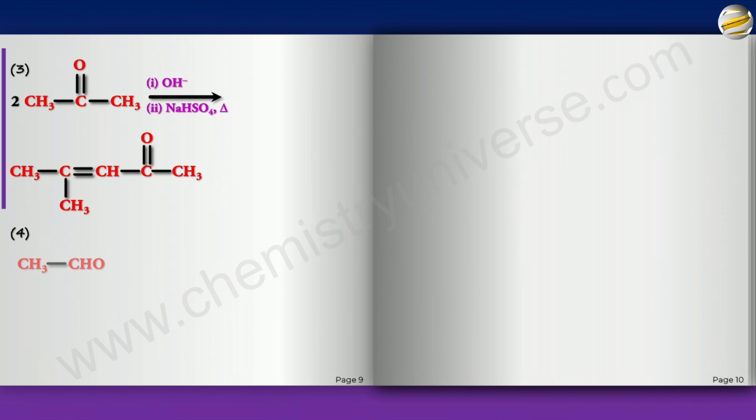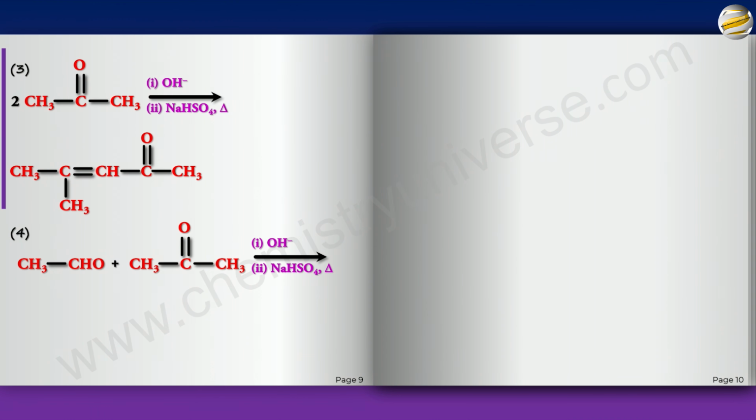So now try acetaldehyde and acetone. Now remember, I already told you with an aldehyde and a ketone, it is the ketone that will lose alpha H, and the aldehyde is the one whose carbonyl carbon will be attacked. So what do you think will be the product? Pause. Make the product.